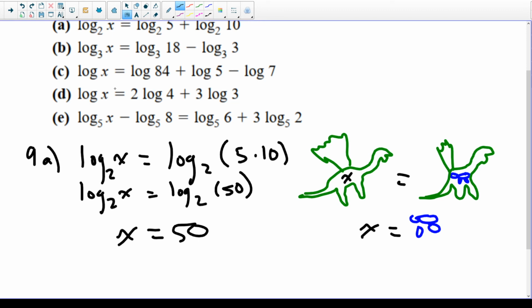Each one of them is set up the same way. You'll notice that the bases, like for B, it's all base 3. For C, it's all base 10, right? They're just plain logarithms. For D, it's all base 10. For E, it's all base 5s. Now with E, the only thing that's tricky is they have this log base 5 of 8. Where is it going to go? What am I going to do to this log base 5 of 8 to be able to solve E? Correct. We're just going to move it over to the right-hand side and join it with all of those logarithms.